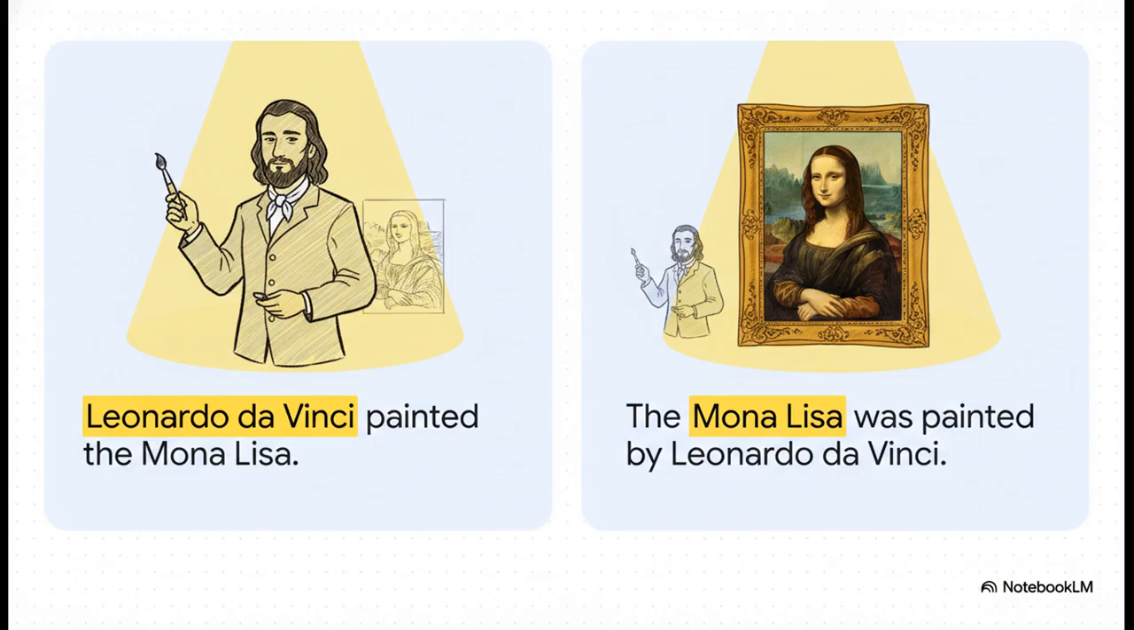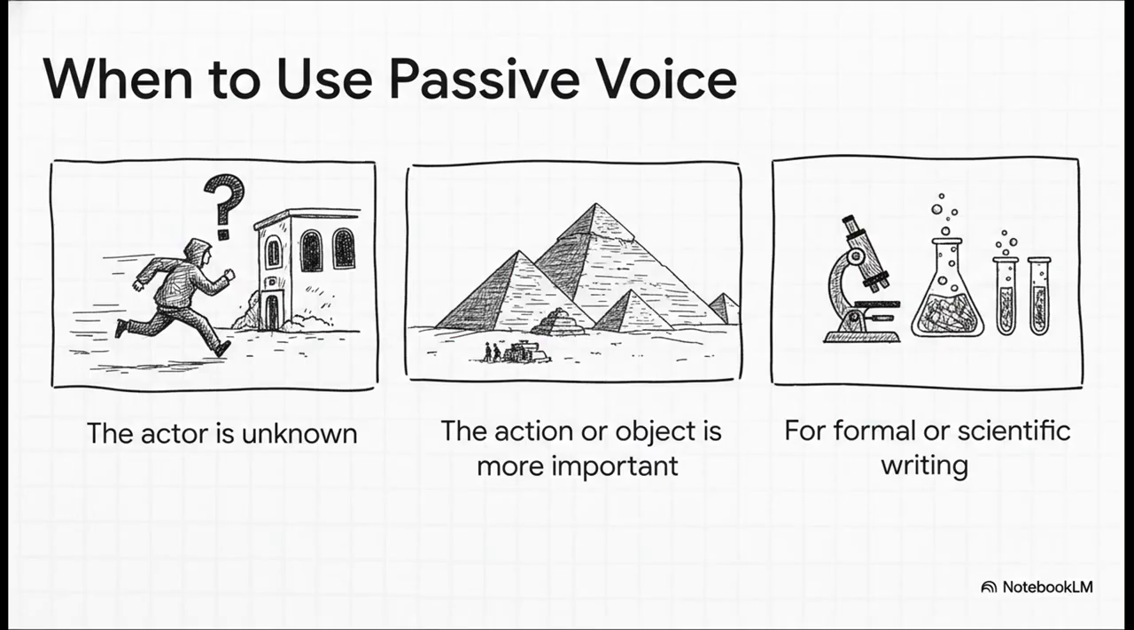In the active sentence, Leonardo da Vinci painted the Mona Lisa. Who's the star? It's Leo. The camera is pointed right at him, the genius artist. But when we switch to the passive, the Mona Lisa was painted by Leonardo da Vinci. Suddenly the focus changes. The camera zooms in on the masterpiece itself. Da Vinci is still there, he's important, but he's not the main subject anymore. The painting is.